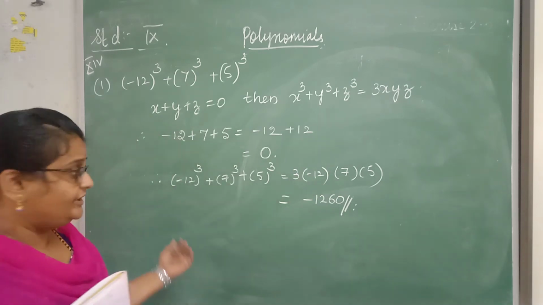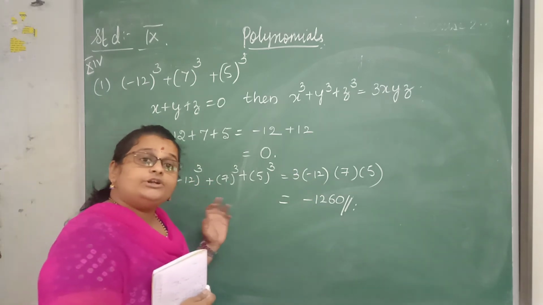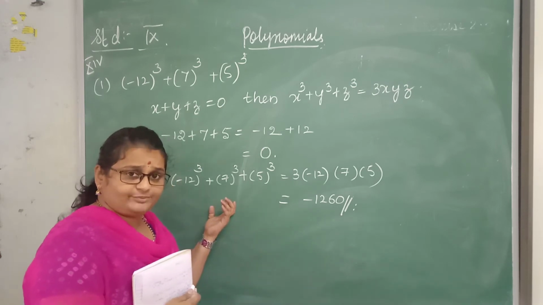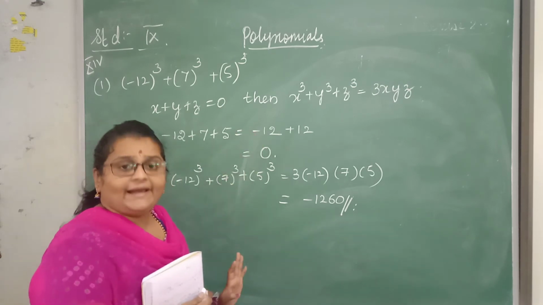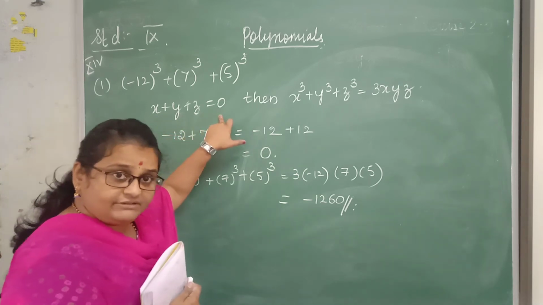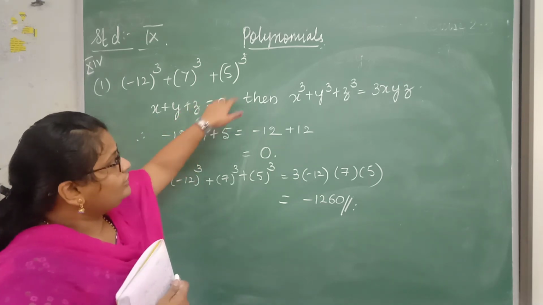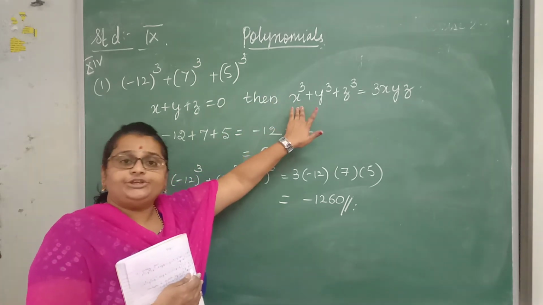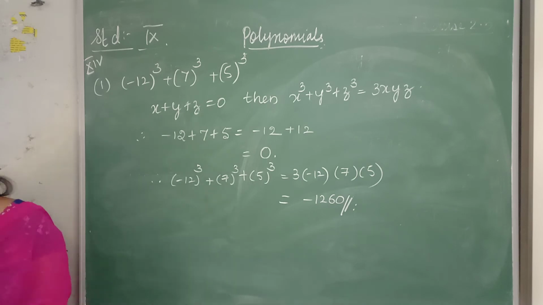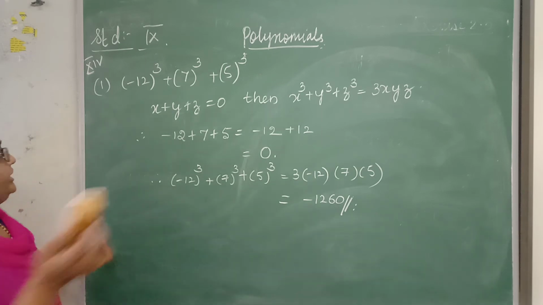Now we have not gone for cubing. Instead, we have found the value of that cubical expression by applying the identity. First, you go for checking whether x plus y plus z is equal to 0. If this is equal to 0, then you can easily find out the cubes of the given expression. Okay? Now we move on to the 15th.